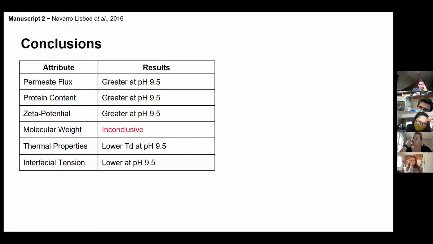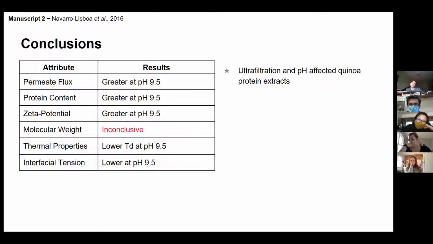So in summary, they observed that permeate flux, protein concentration, and net charge were greater at pH 9.5. The molecular weight information is inconclusive as they did not analyze the samples at non-reducing conditions, and denaturation temperature and interfacial tension were lower at pH 9.5. With this, Navarro-Lisboa et al. concluded that ultrafiltration and pH affected quinoa protein extracts, and that the pH was the most important factor to obtain specific characteristics.